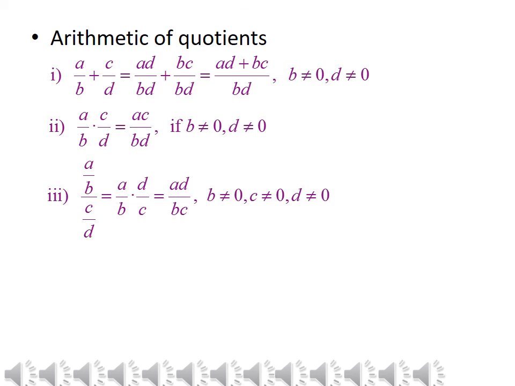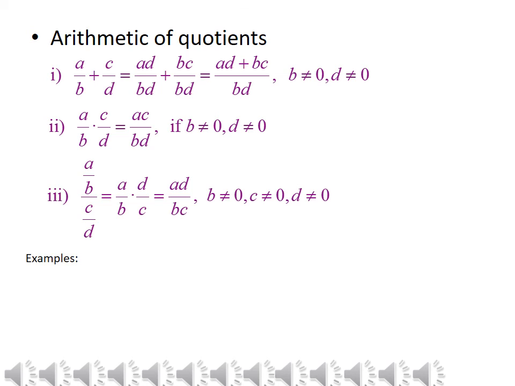Lastly, we want to look at the division of quotients, or the quotient of quotients. So if you have a divided by b divided by c divided by d, the way that we deal with this is we multiply by the reciprocal of the denominator. So since c over d is in our denominator, we're going to multiply by its reciprocal, which would be d over c. So a divided by b divided by c over d is the same thing as a divided by b times d over c. And again, for multiplication, we're just going to multiply straight across. So this will give us ad over bc, assuming that b, c, and d are all not 0.